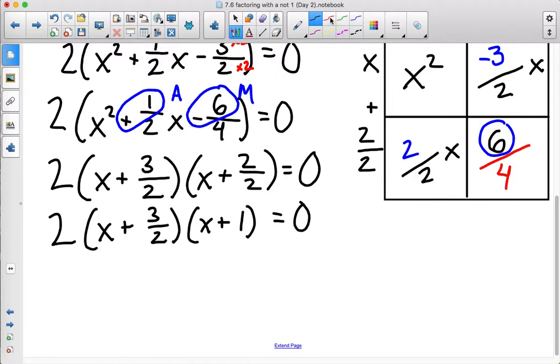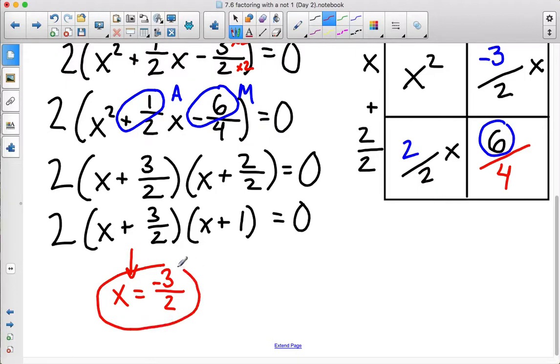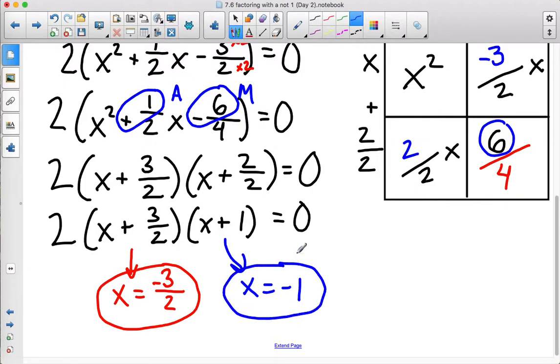When will this thing equal 0? Well, 2 will never equal 0, but the second piece right here would equal 0 if x equaled negative 3/2, or negative 1.5 if you wanted to work with decimals. So there's my first answer. And my second answer would be, this would be 0, making the whole thing be 0 because it's a long chain of multiplication, if x equaled negative 1. And there's my two answers, negative 3/2 and negative 1.